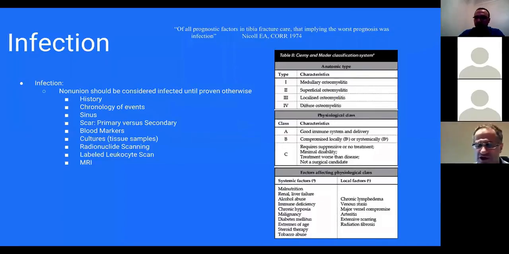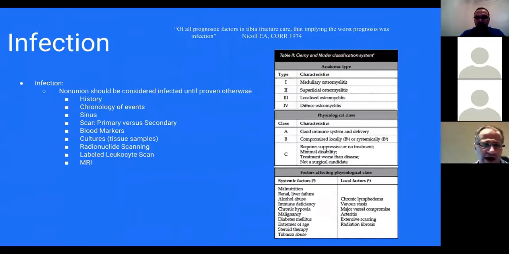However, I would like to rule out infection. Blood markers, cultures. When you do mention cultures, do talk about tissue samples, because that is being shown to be the most accurate, as opposed to simply aspirating the sinus or anything like that. Take bone or soft tissue samples next to the bone.